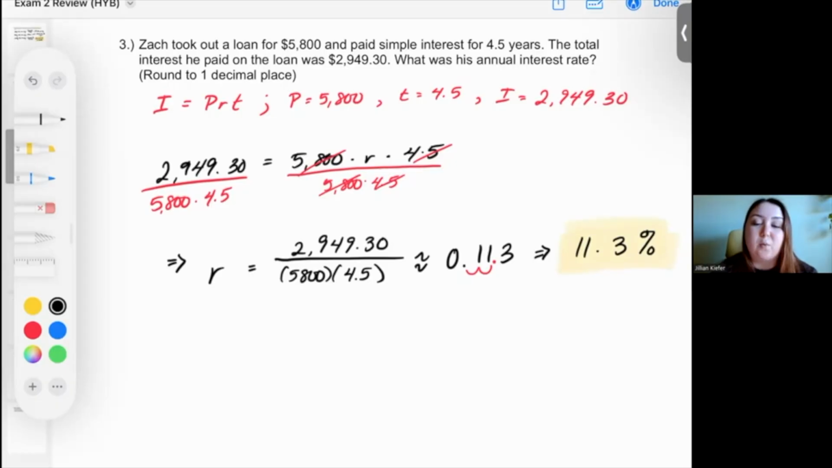So when we say round to 1 decimal place, we're really talking about the percentage having 1 decimal place, not the actual decimal answer that we got. We want to convert into percentage and then make sure that we round to 1 decimal place from there, which technically means your decimal will have 3 decimal places. Then you turn it into percent. So, all right, that wraps up number 3. Let's go ahead and go over number 4.